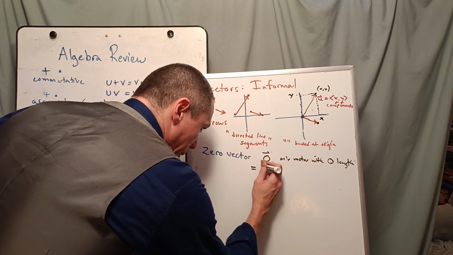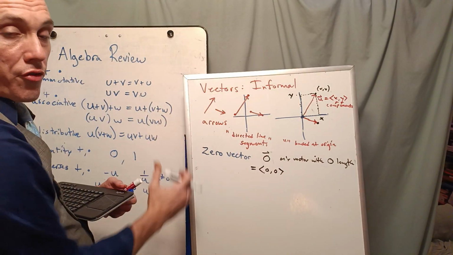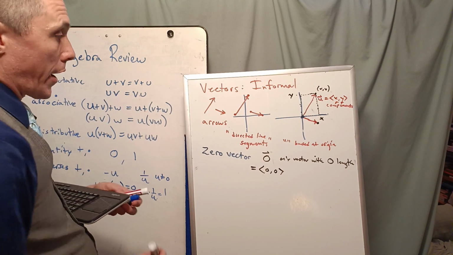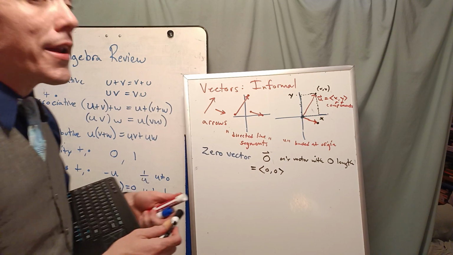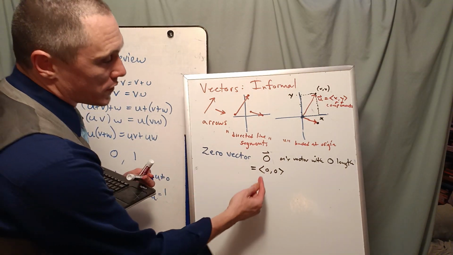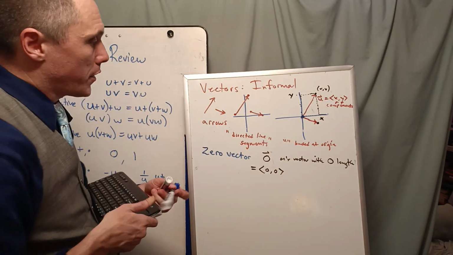It is in component form 0, 0 for these two-dimensional vectors that we are looking at. And that's why it's not 0. It's a 0 in each slot. How many slots are there? What is the dimension of your vector space, right? That they're all zeros, right? Not just a single 0.